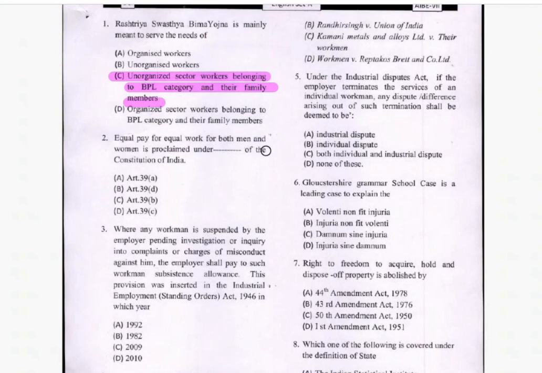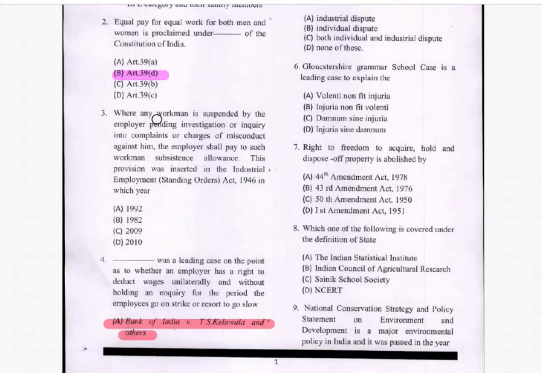Equal pay for equal work for both men and women is proclaimed under dash of the Constitution of India. The answer is Article 39, Clause D. Where any workman is suspended by the employer pending investigation or inquiry into complaints or charges of misconduct against him, the employer shall pay to such workman subsistence allowance. This provision was inserted in the Industrial Employment Standing Orders Act 1946 in the year 1982. Here, I've already marked the answer.